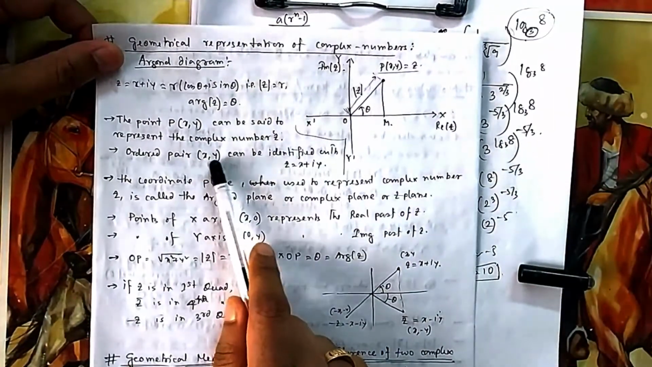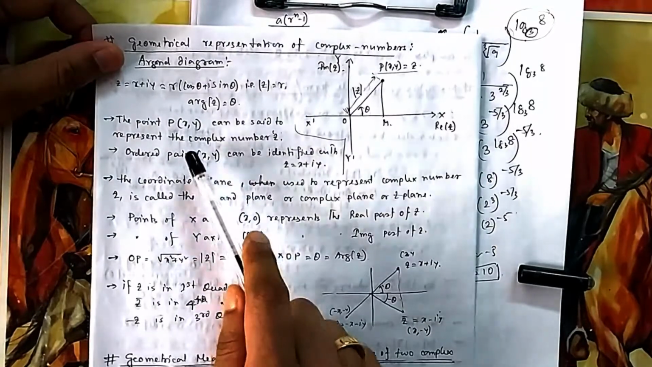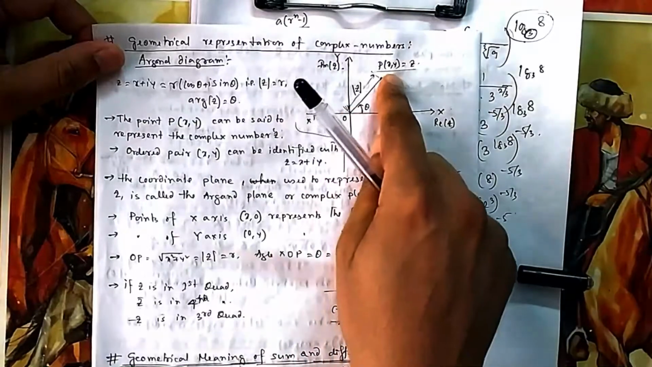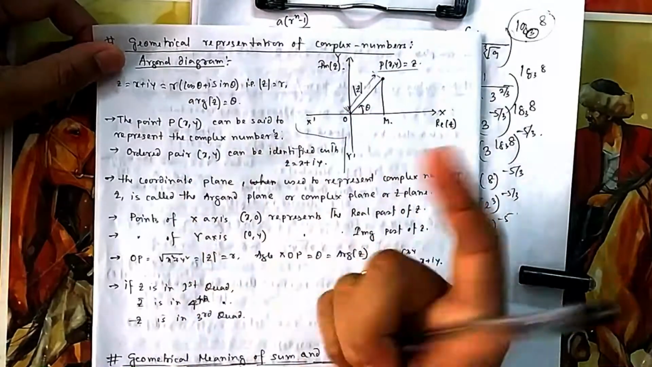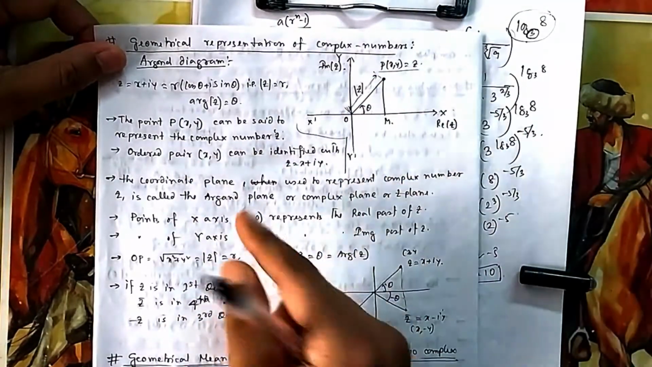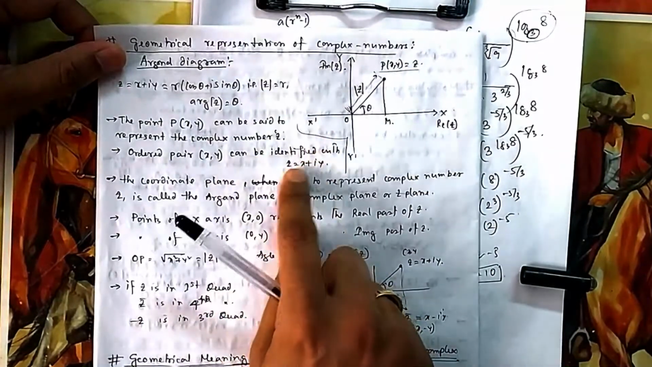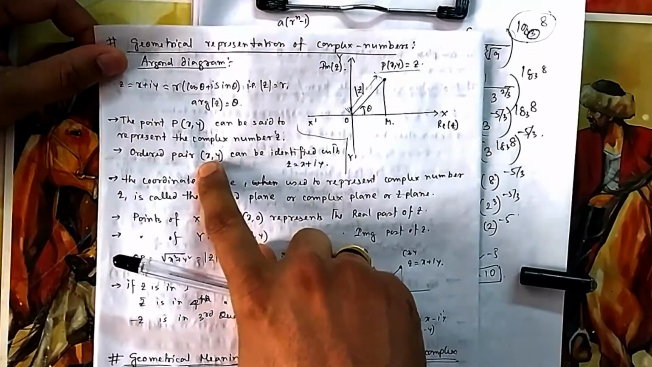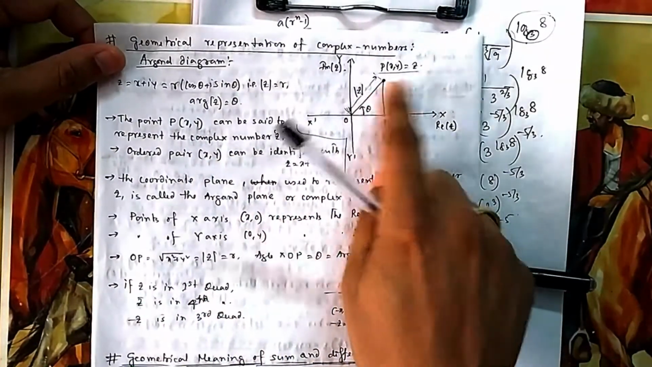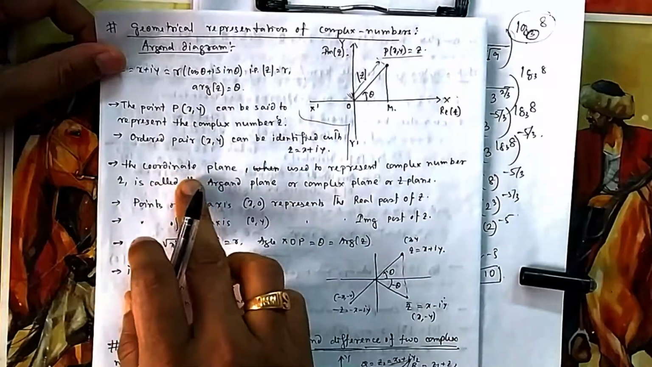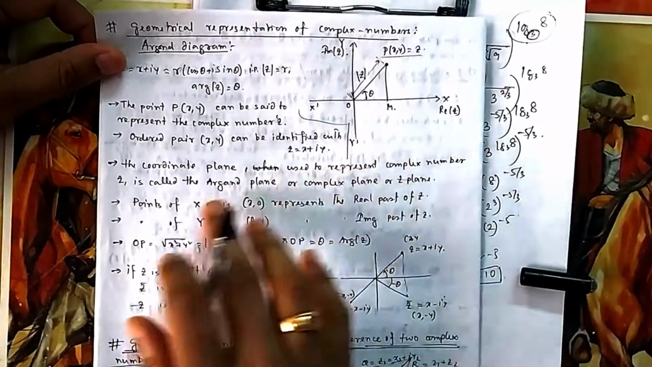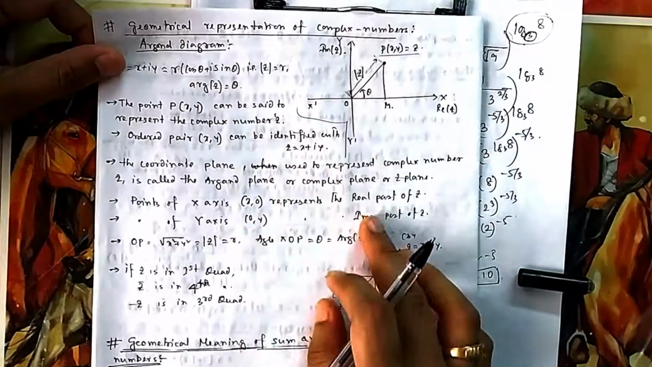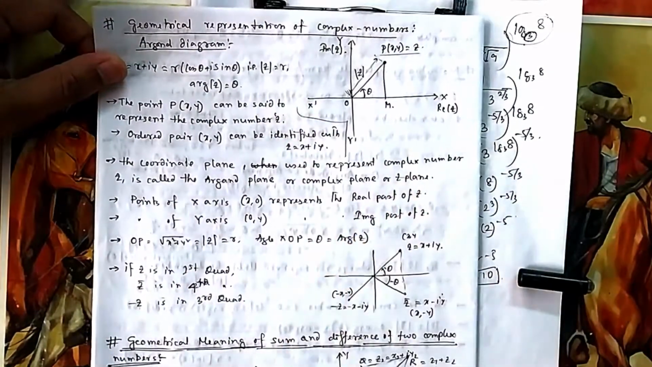It is an ordered pair, and this is why it is an ordered pair: you cannot change the order, you cannot change it to (y, x). It is (x, y), first x then y. If you change it, it will represent another point and another complex number. It can be identified with z equal to x plus iy. So every complex number can be represented by an ordered pair, or by a point in coordinate geometry. The coordinate plane used to represent the complex number z is called the Argand plane, or complex plane, or z plane, whatever name.